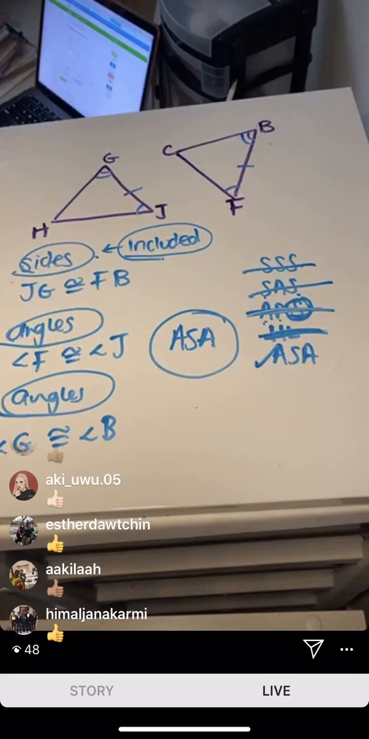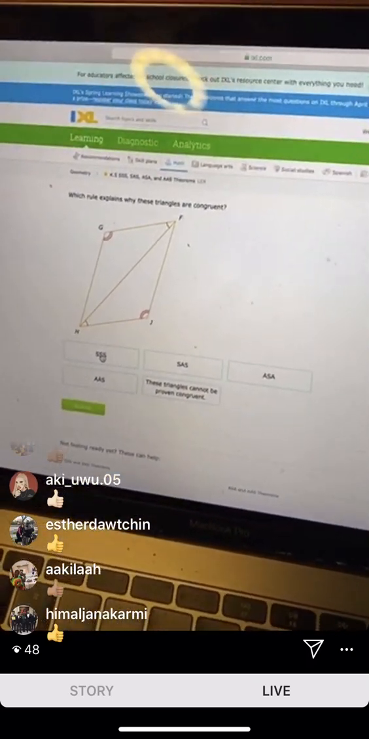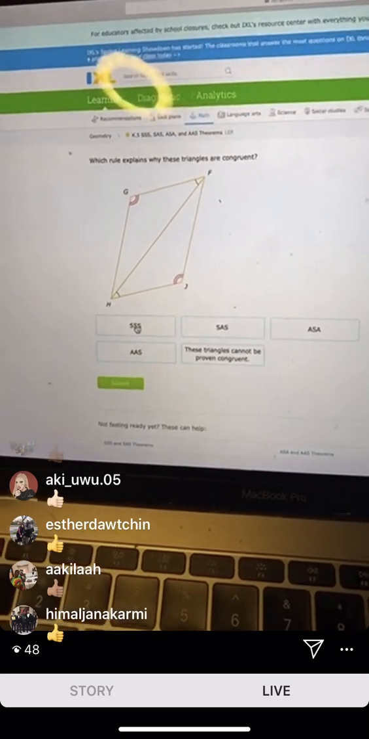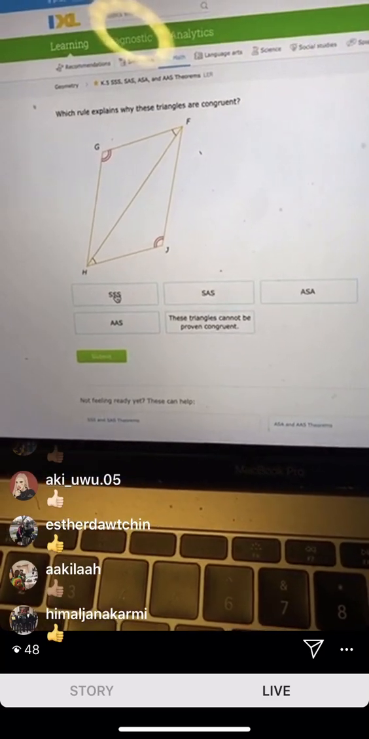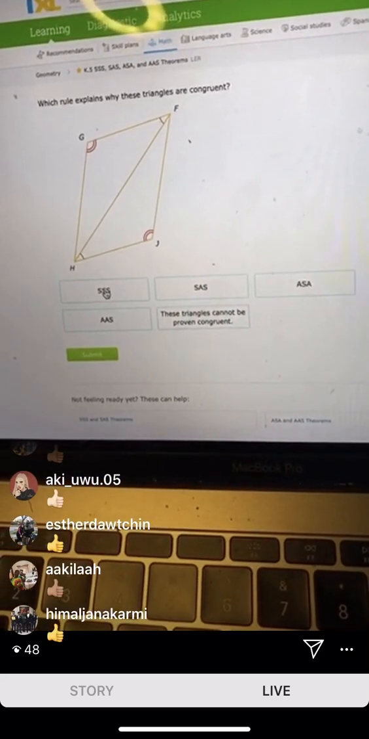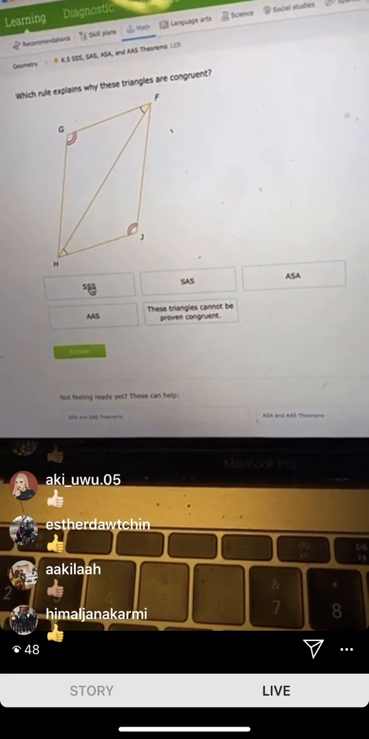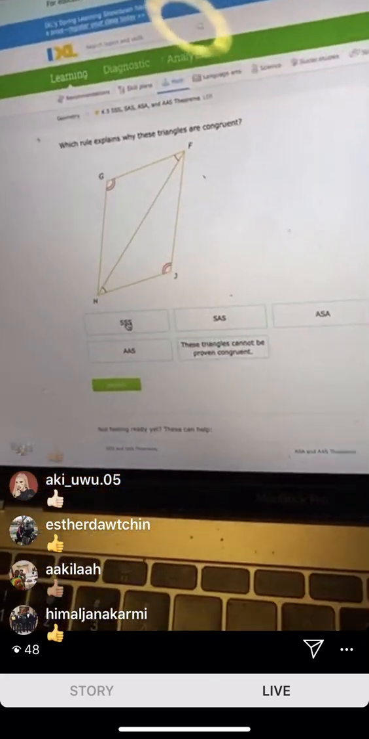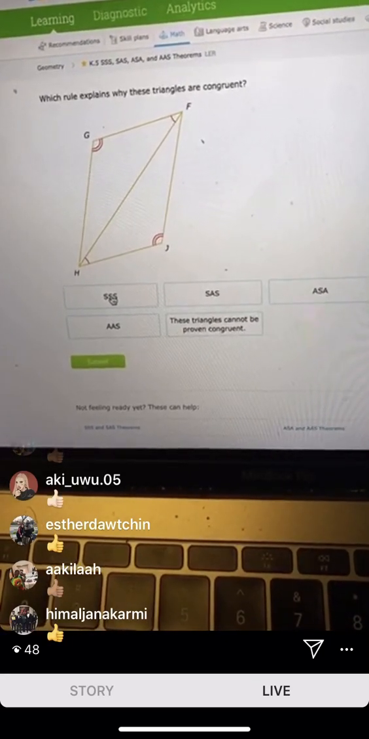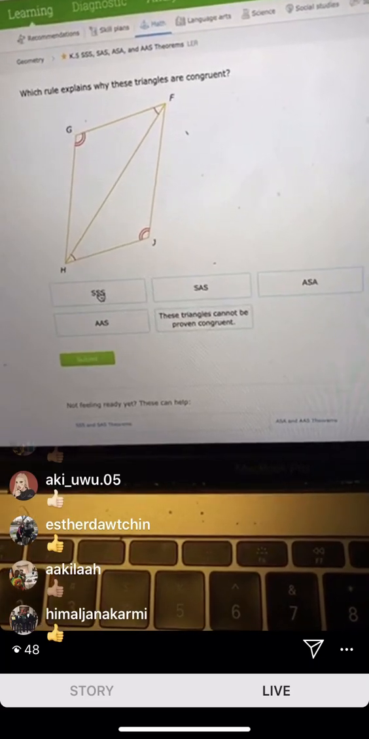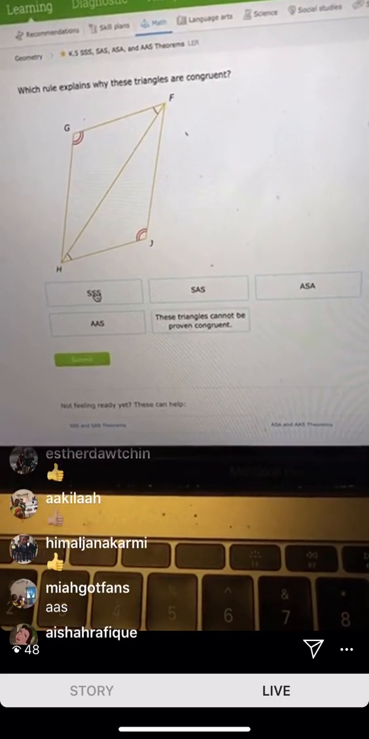I'm going to let y'all see one and let me know what you think the answer is. What y'all think the answer is to this one? Type the answer in the comments. That's how I know if we good. What do y'all think the answer is for this one? Drop your answer in the comments.